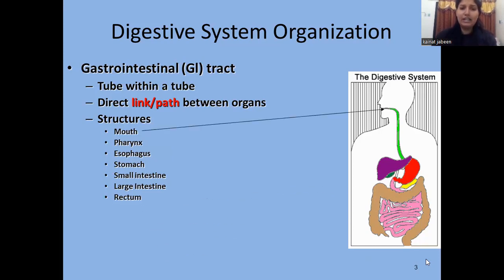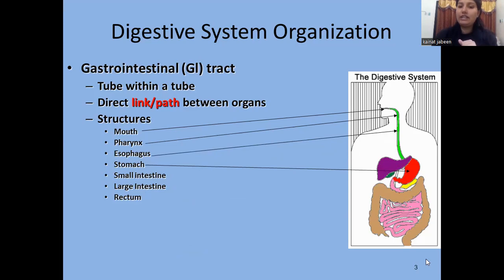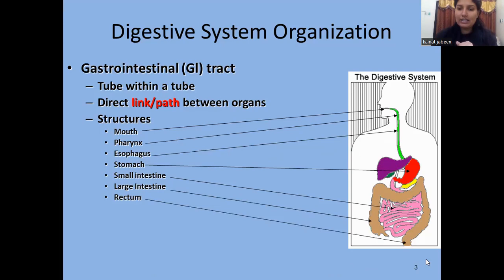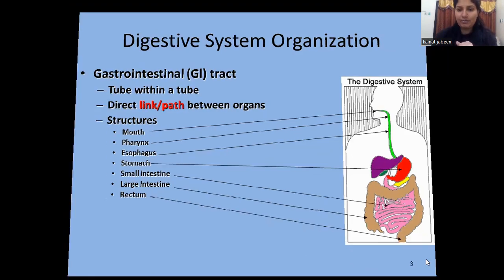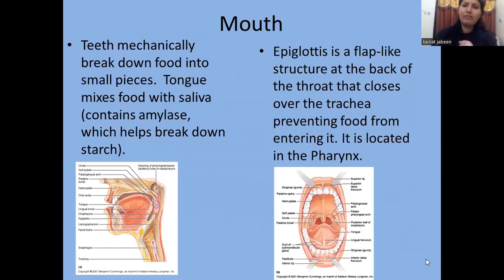You can see here the mouth, then the pharynx, the green color tube, esophagus, the red color stomach, then small intestine, large intestine, and the rectum. Now we have to talk about all the organs one by one and how digestion is going to happen in them. So let's start with the mouth.